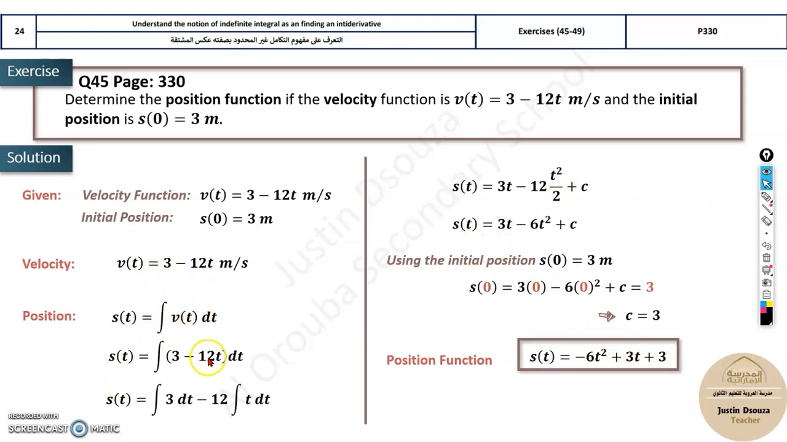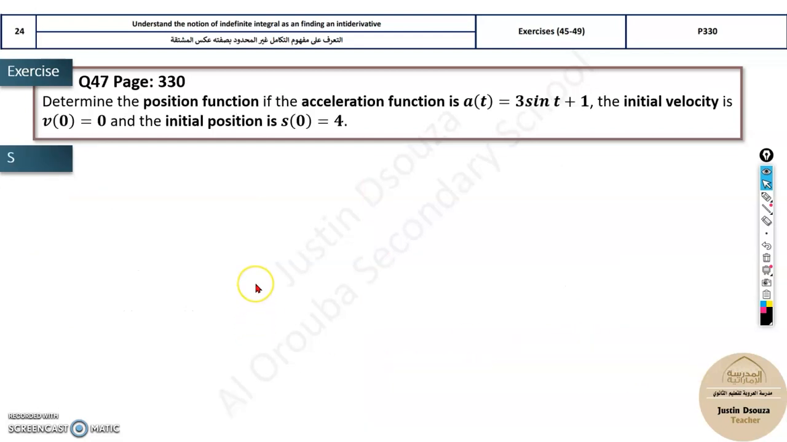The integral of velocity gives you this answer, 3t minus 6t square plus c. Then what you have to do is substitute the initial position, that is t as 0, and solve for c, because we know the answer would be 3, and then we get c is equal to 3, and this is the final answer. Similarly, we have one more problem where acceleration is given. Now it is the same thing. I'll just solve it very quickly over here. But over here a sign is there.